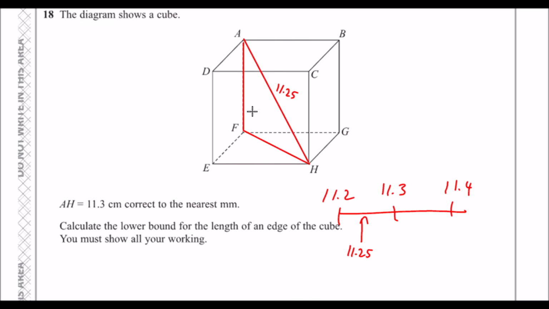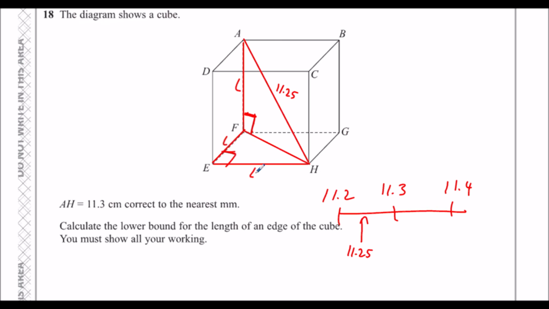So we can use Pythagoras twice. So this is a length, this is a length, and this is a length. And we've got a right angle triangle here, and a right angle triangle here.